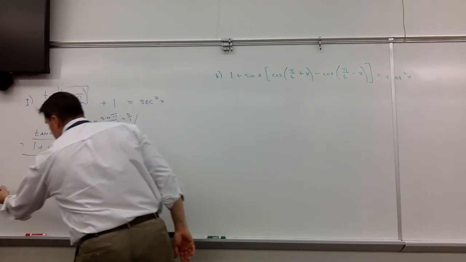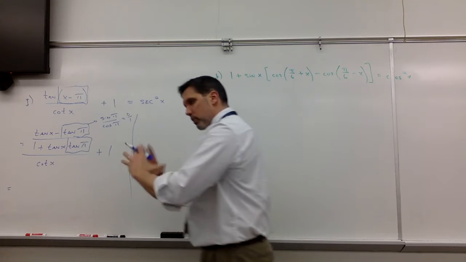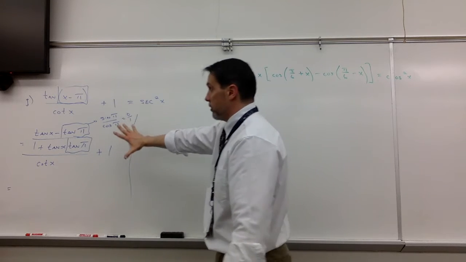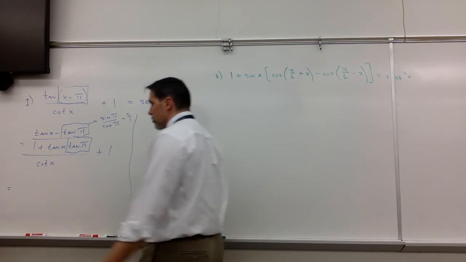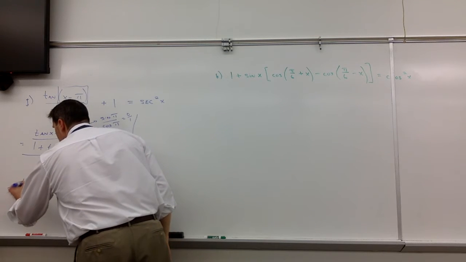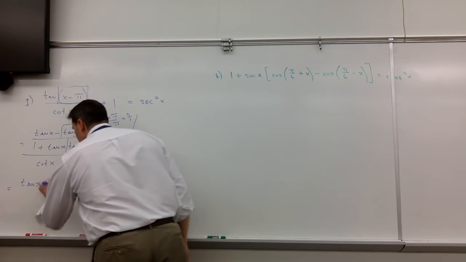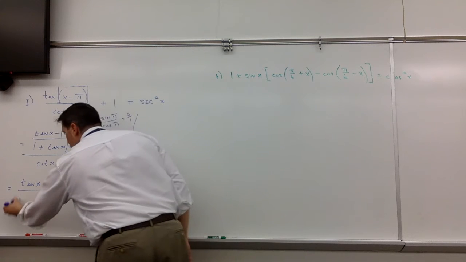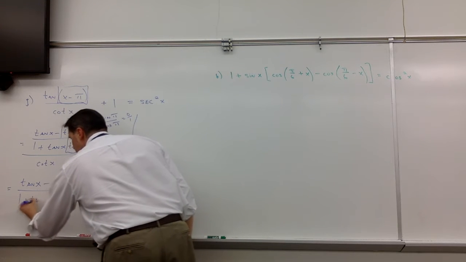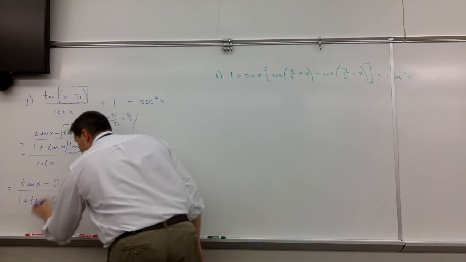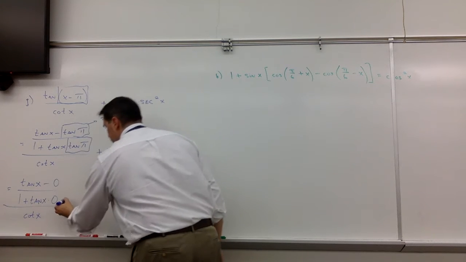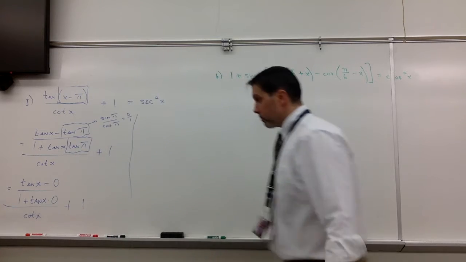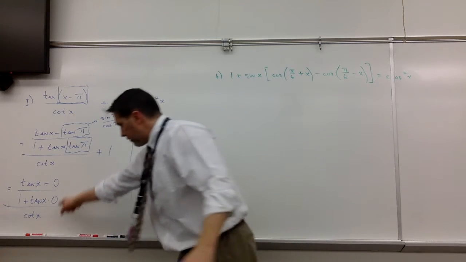So replace these constants with simpler constant expressions. I mean, tangent of pi is a constant, but 0 is the simplest version of that constant. So we'll say tan of x minus 0 over 1 plus tangent of x times 0 all over cotangent of x. Don't forget the plus 1. All right, it is a proof. You do have to write those.